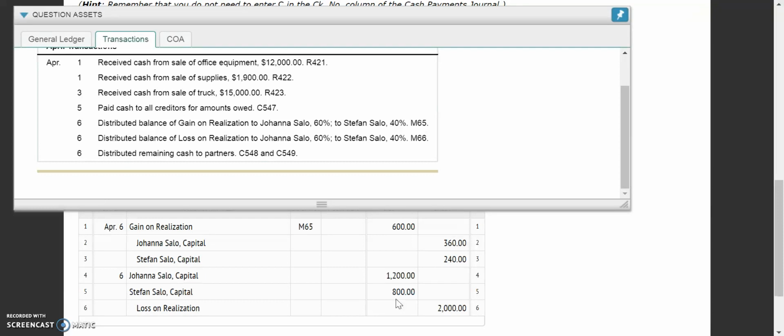So the last transaction we need to do is distributing the remaining cash, but we're going to do that in the next video because I'm going to run out of time here. So I'll meet you over there in the second video to wrap up this work together.